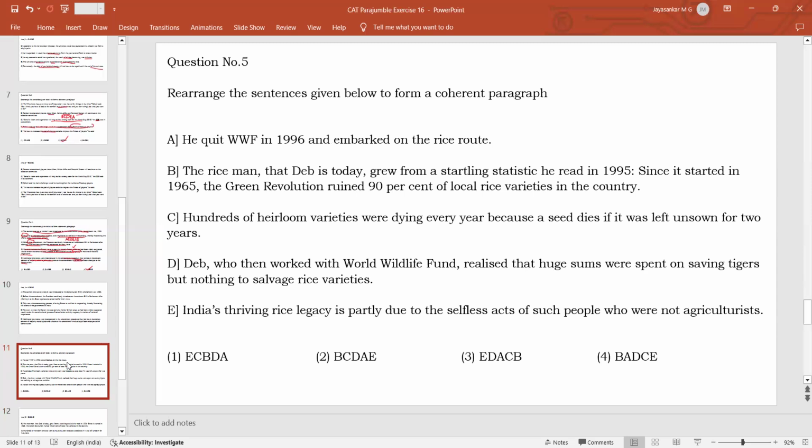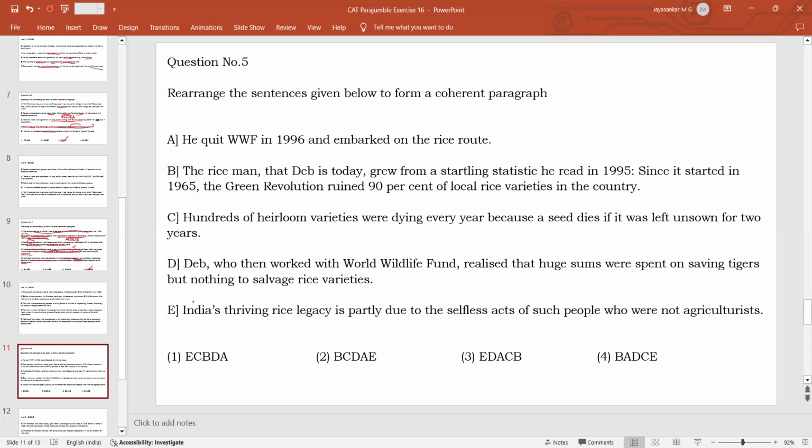The rice varieties, because of the Green Revolution, the local rice varieties were not being conserved or preserved, they were being ruined, because these local rice varieties, if they are not sown for 2 years, what will happen? It will get extinct. So this kind of extinction of local rice varieties was happening in India. So this person called Dev, he read an article regarding this, and then he understood that nothing is being done to conserve the rice varieties. So he switched career from being a tiger conservationist to a rice conservationist. This is the idea given in the passage.